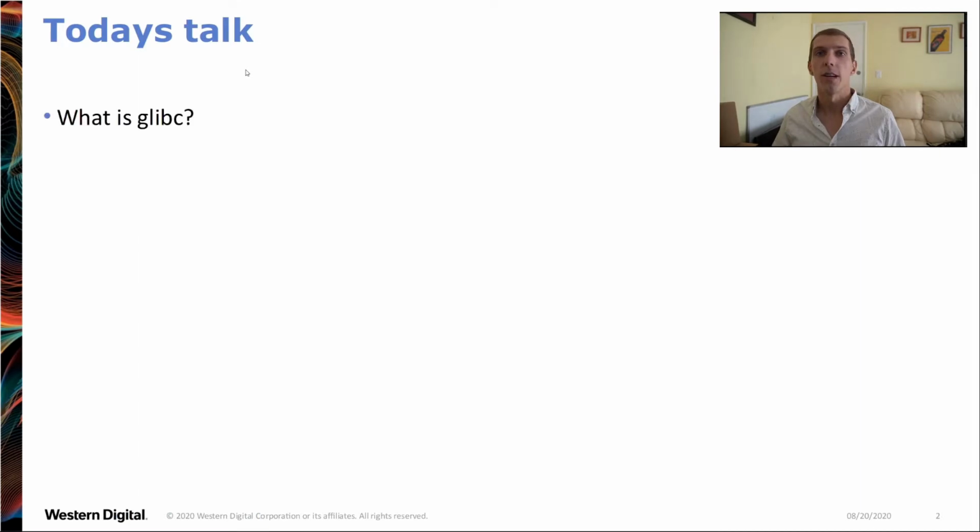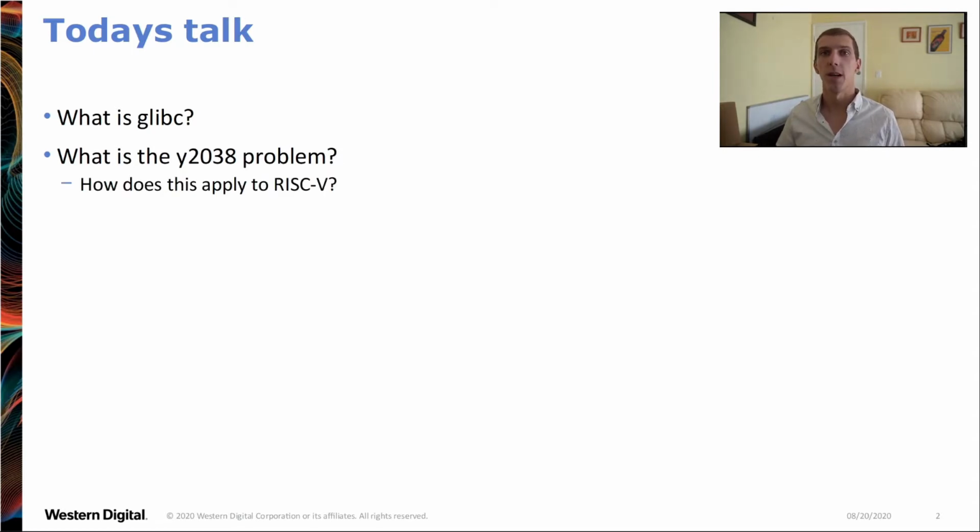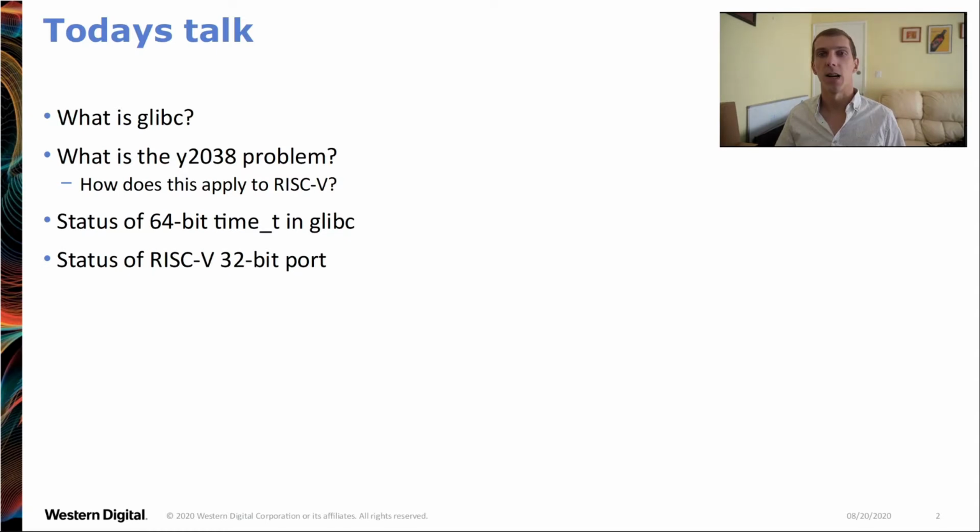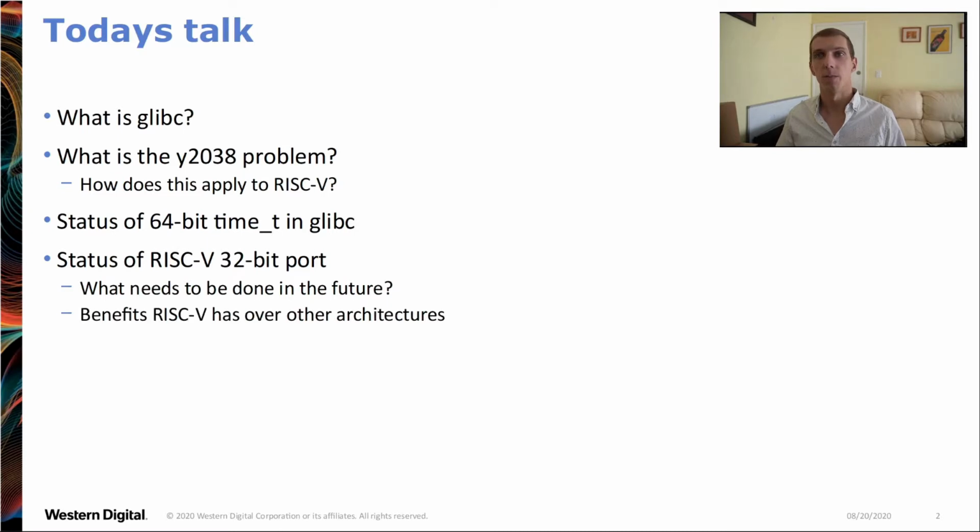So today's talk is going to cover, first of all, what Glibc is and why it's important, then what the year 2038 problem is, and how this applies to RISC-V, especially RISC-V 32-bit. Then I'll talk about the status of 64-bit time T in Glibc, the status of the RISC-V 32-bit port, what needs to be done in the future, and the benefits that RISC-V has over other architectures. Finally, I'll wrap up with the lessons learned from the upstreaming experience, and then we'll end with questions.